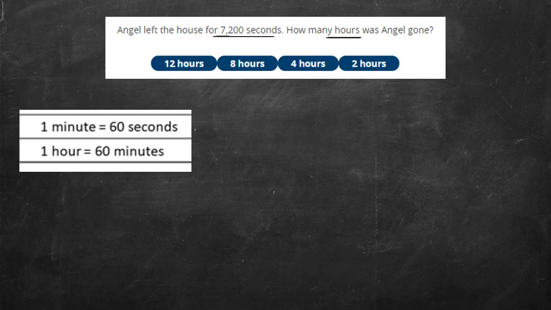If Angel was gone for 7,200 seconds, let's convert 7,200 seconds into minutes. I would take 7,200 and I would divide it by 60. Why? Because I know that 1 minute is 60 seconds and I have 7,200 seconds. So I would divide it by 60 in order to figure out how many minutes she was gone first. So 7,200 divided by 60 is 120. So this would be 120 minutes.